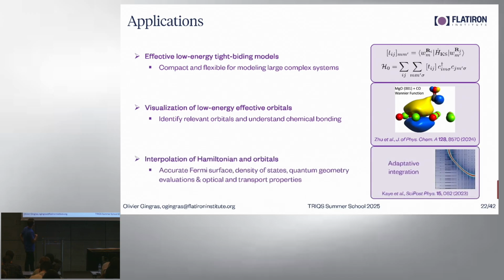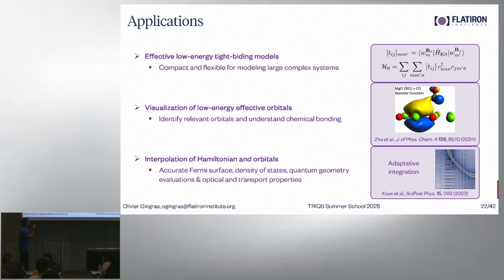And the other thing is that since you now have a tight-binding Hamiltonian, which you know analytically, you can compute everything on the fly instead of having to do a DFT calculation for every k point you want for your calculation. So Wannier functions are very nice for computing accurate Fermi surfaces, density of states, Berry curvature, quantum geometry, and transport properties, because you can sample the whole Brillouin zone very efficiently.